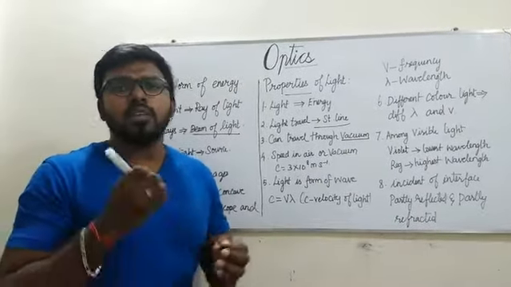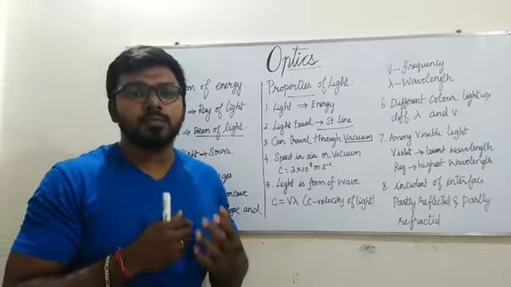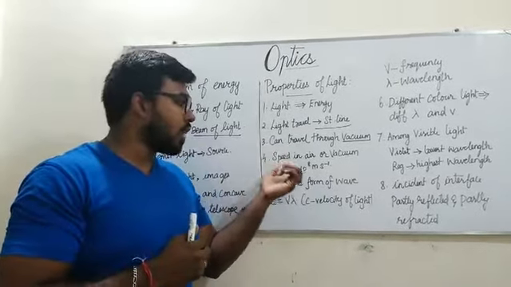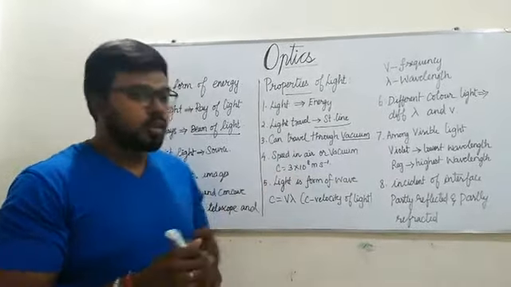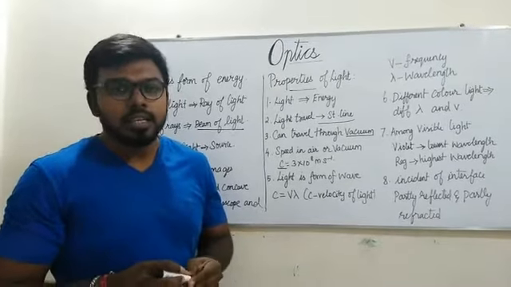So what will be the speed of light in air or vacuum? The speed of light is represented as c, which is equal to 3 into 10 to the power 8 meter per second.